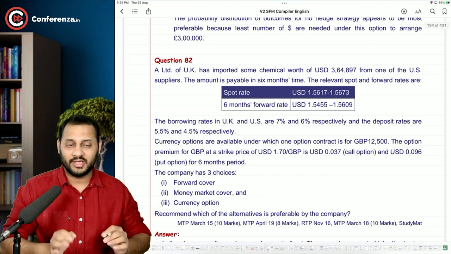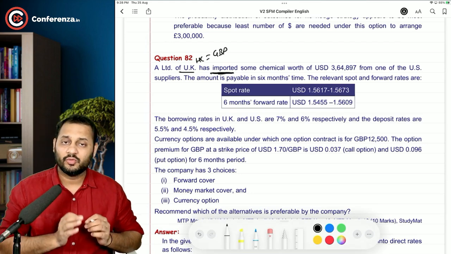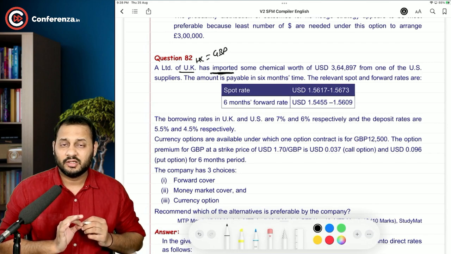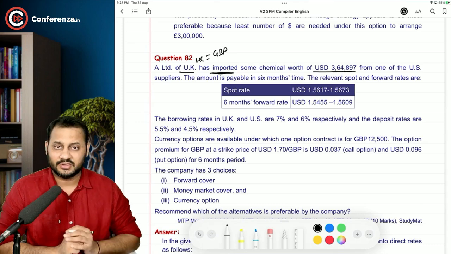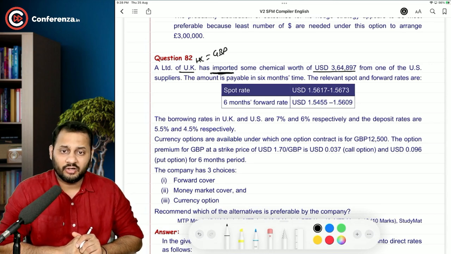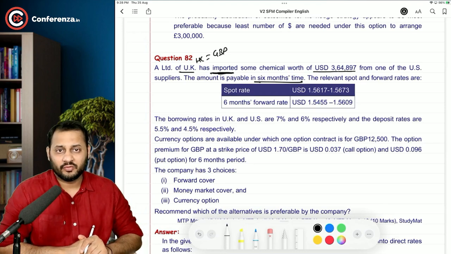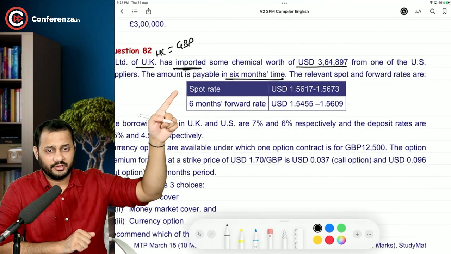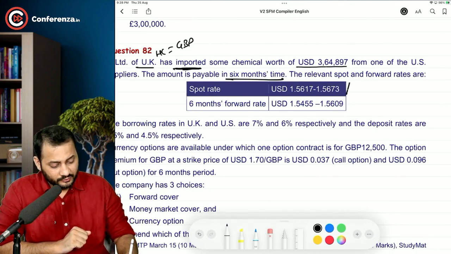A Limited of UK, that means your own currency, home currency is pound, has imported, you are an importer, so it's a liability to you. Chemical worth USD 364,897. So this much of the dollars has to be paid at the end of 6 months. This is the liability. The relevant spot and the forward rates are given to you. Spot rate, 6 months forward rate. And you can understand that these are in terms of per pound.